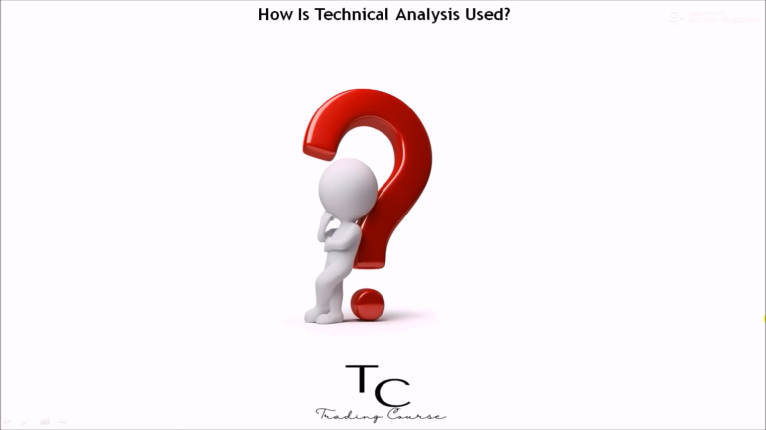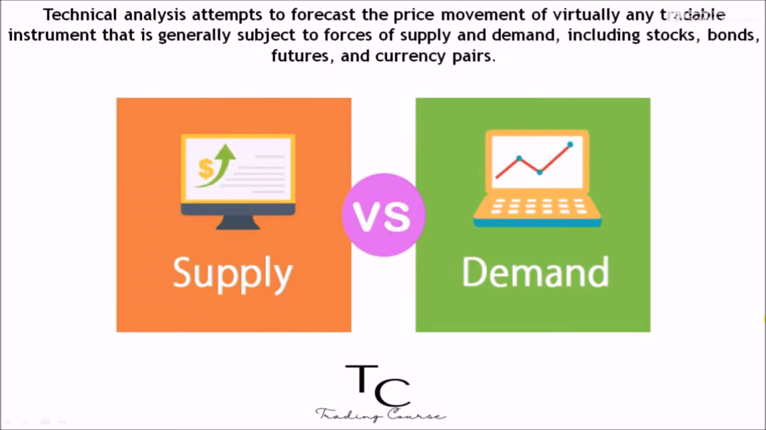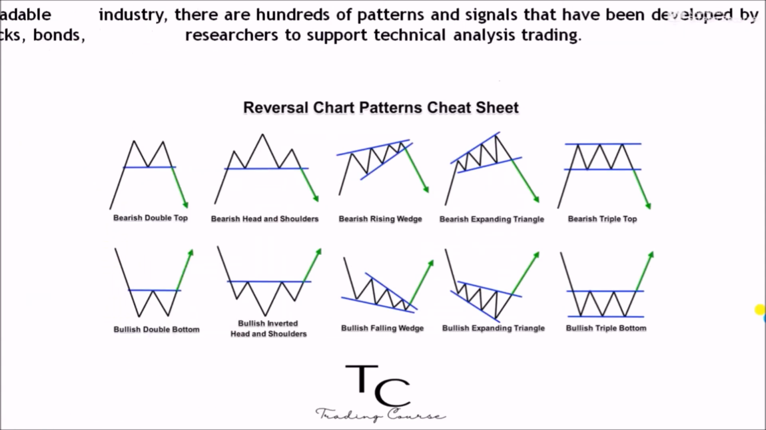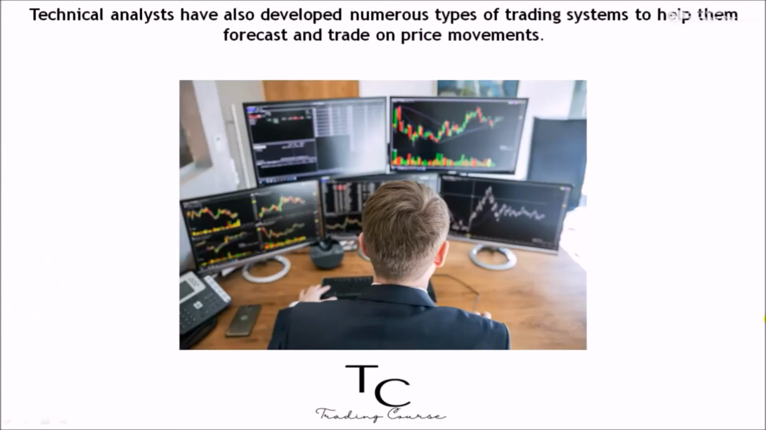How is technical analysis used? Technical analysis attempts to forecast the price movement of virtually any tradable instrument that is generally subject to forces of supply and demand, including stocks, bonds, futures, and currency pairs. Across the industry, there are hundreds of patterns and signals that have been developed by researchers to support technical analysis trading. Technical analysts have also developed numerous types of trading systems to help them forecast and trade on price movement.